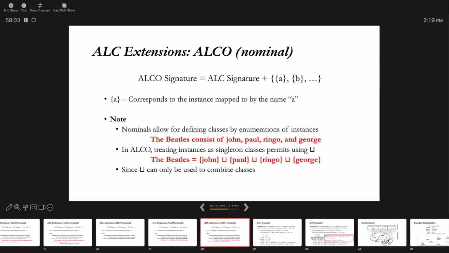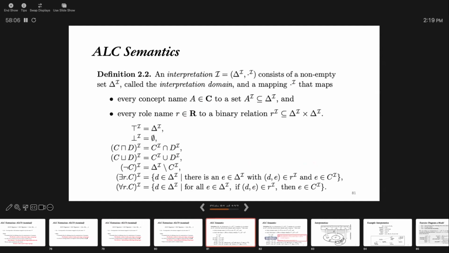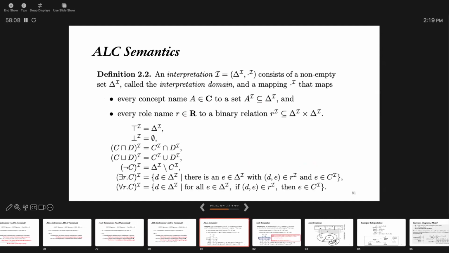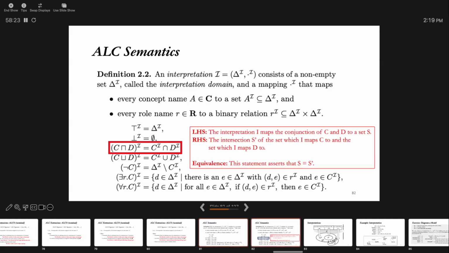You can only be used combined classes. That's why we get that. Okay. Now to the interpretation. Remember, that was just syntax. That was just the symbols and combinations of them. What does it mean? I'm not going to make you walk all through this. I've got a picture that illustrates what's going on, but I do want to just highlight some things.